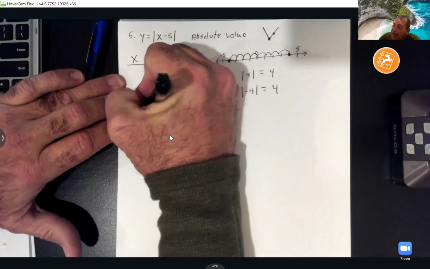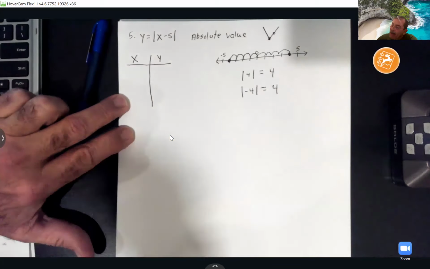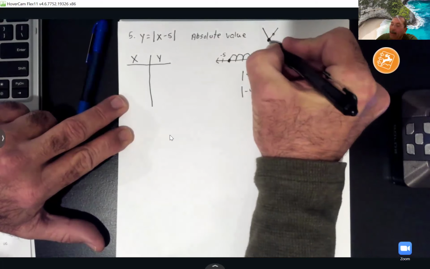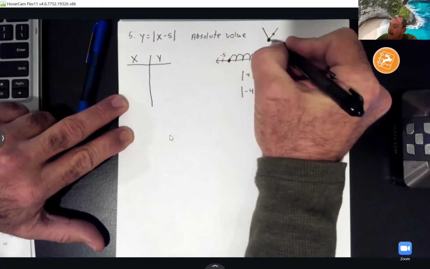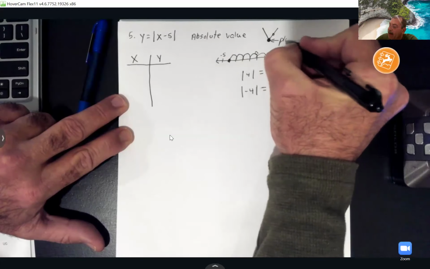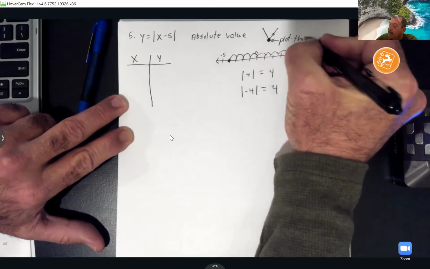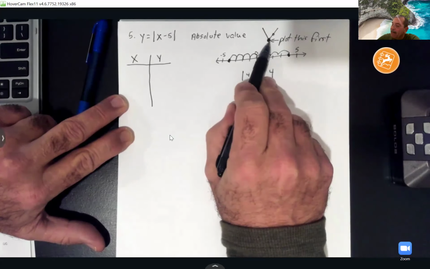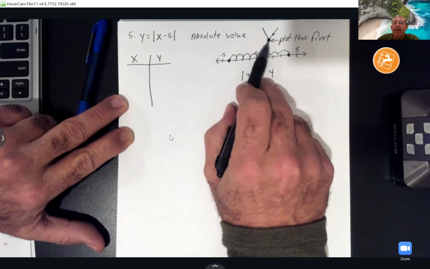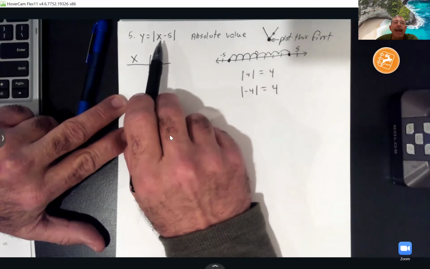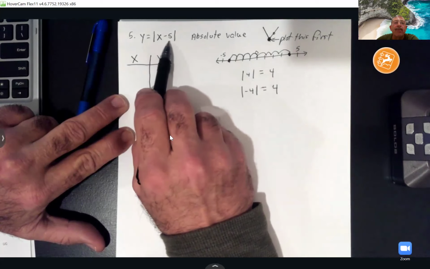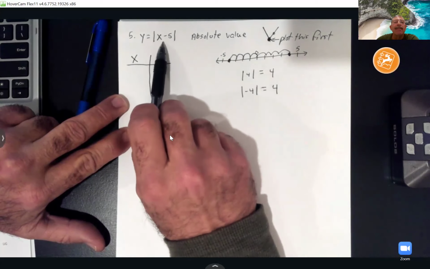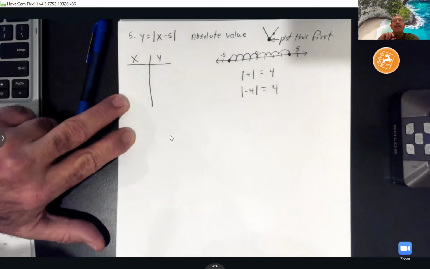All right, so let me tell you a little trick about these graphs. In MathXL, we have to plot this point right here. This is what we call the vertex. We have to plot this point first. To plot this point first, you need the x value that will make this equal 0 in here. So what x value will make this equal 0 inside them bars?